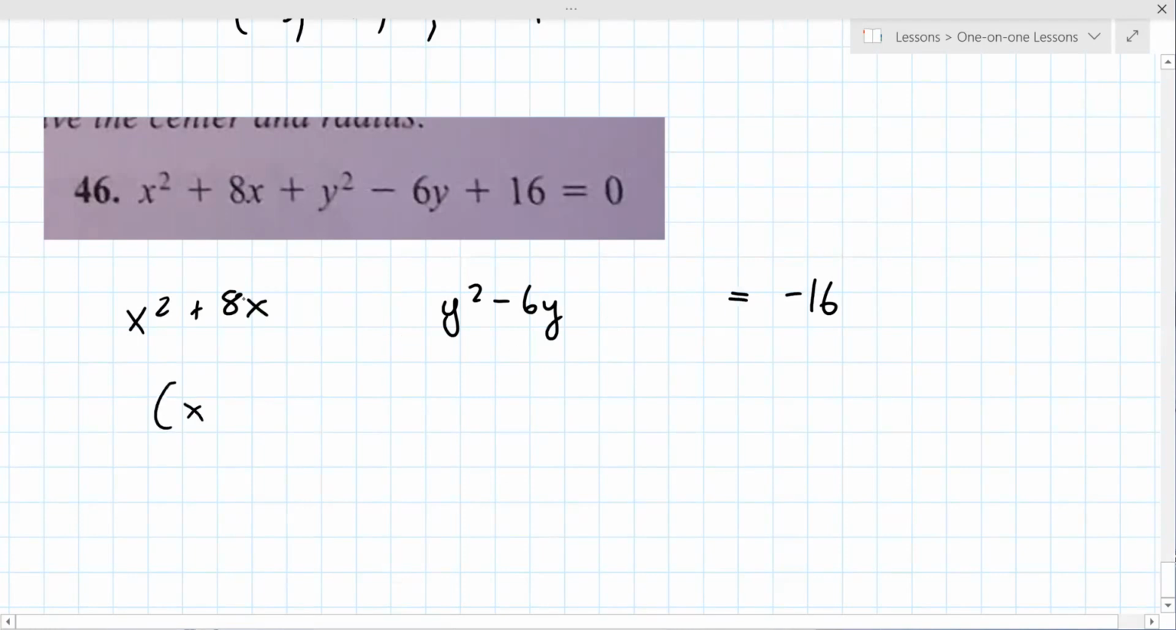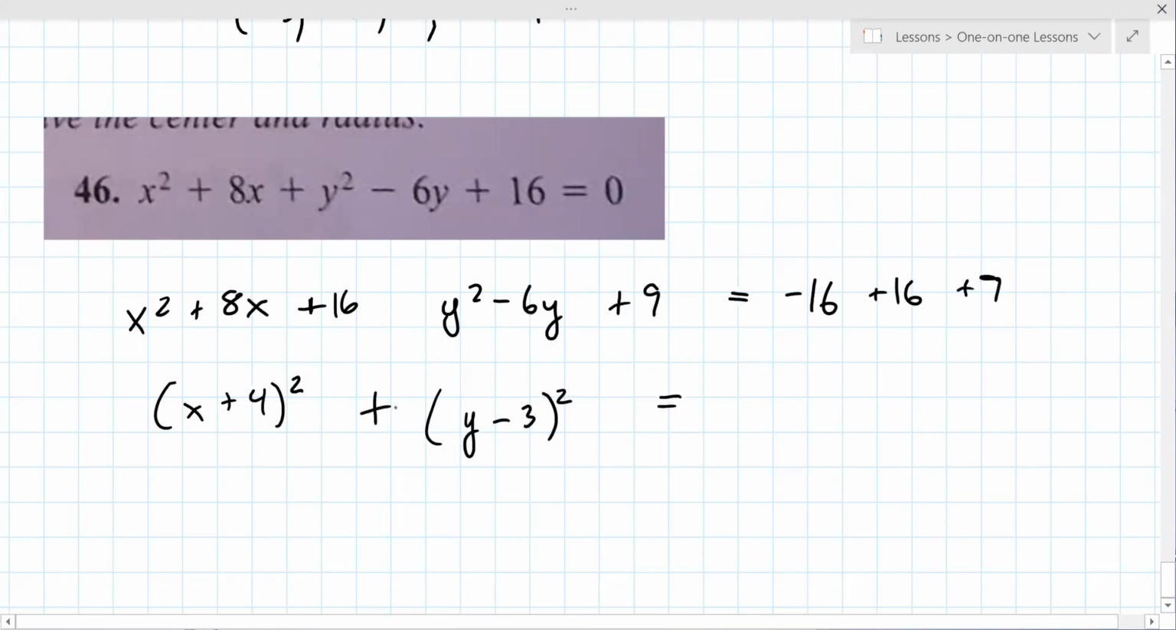To do that, you have to take half of this number. So 4 is half of 8. You square it and put a 16 here. So you put a 16 here. Same thing over here. This time though, it's half of -6, so it's y minus 3. And then when you square it, it's a +9, plus 9. So what does the right-hand side become? The right-hand side becomes 9. So now what's your center? Center is just -4 and +3. Your radius is 3.